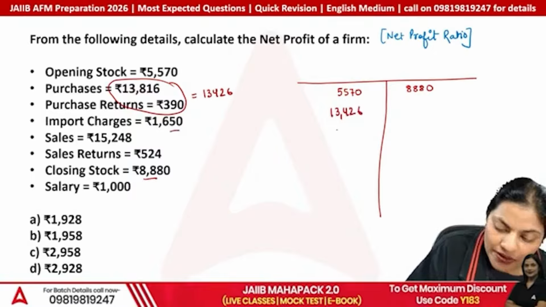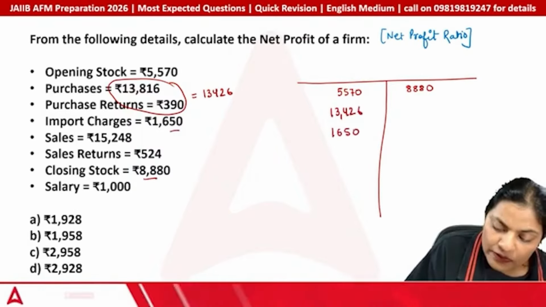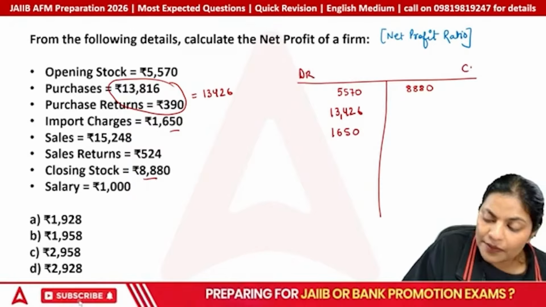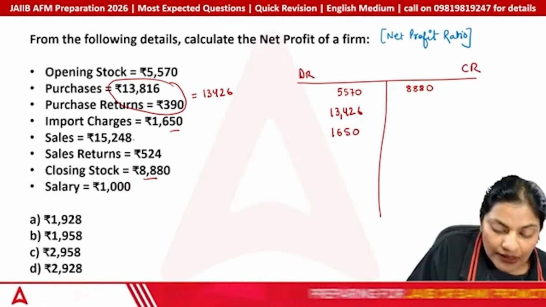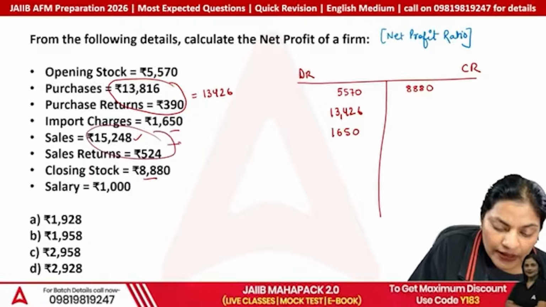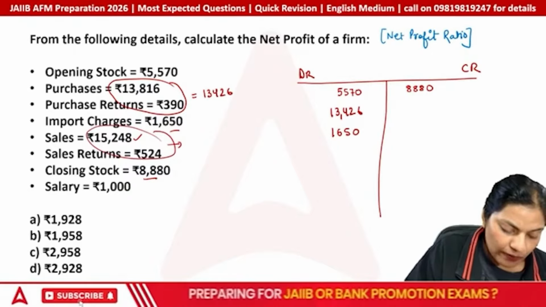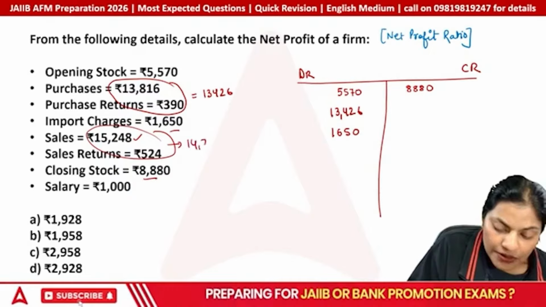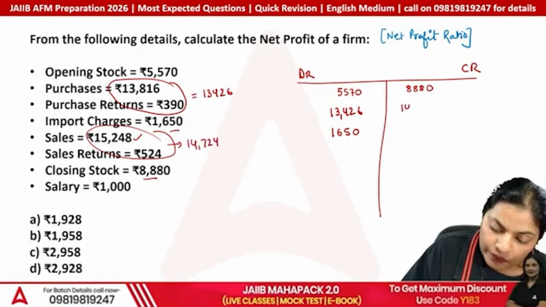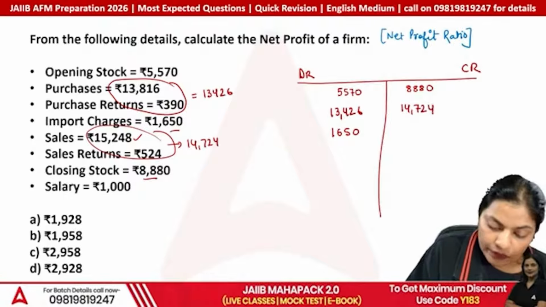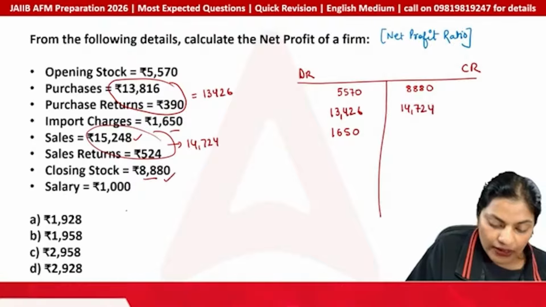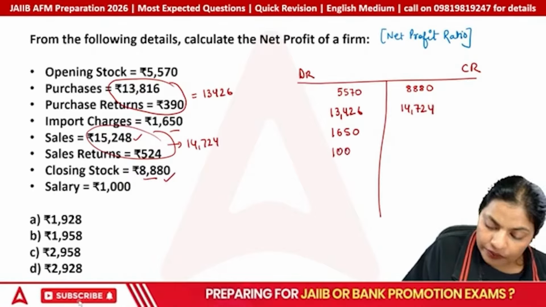Then import charges, that is our expense. All the expense will come in debit side. All the incomes would come on credit side. Then sales, but we have sales return. So net sales would be 15,248 minus 524. That would give us 14,724. Correct? Then we have closing stock that we have done and salary of 1,000.